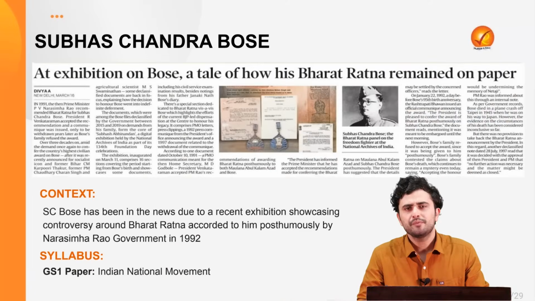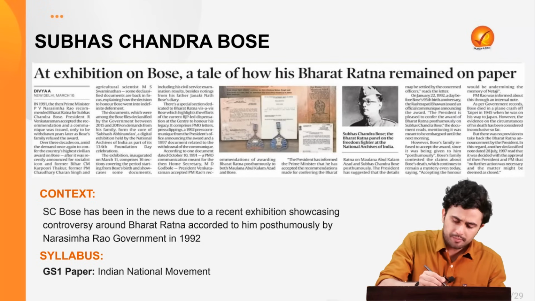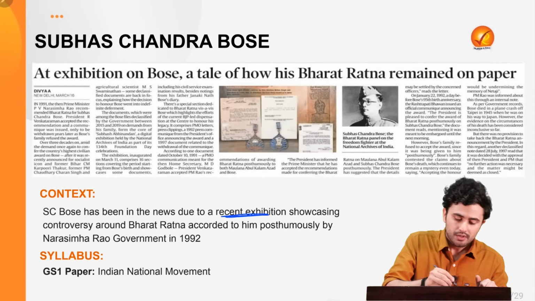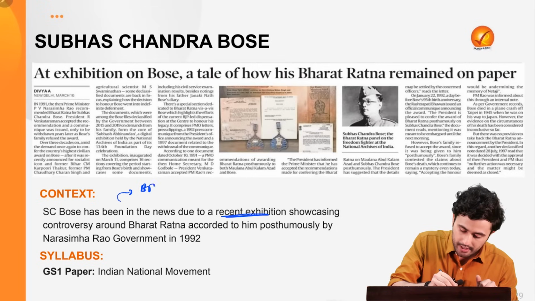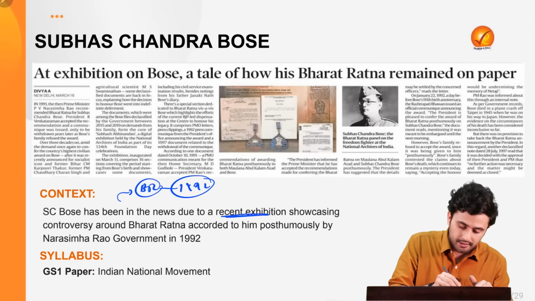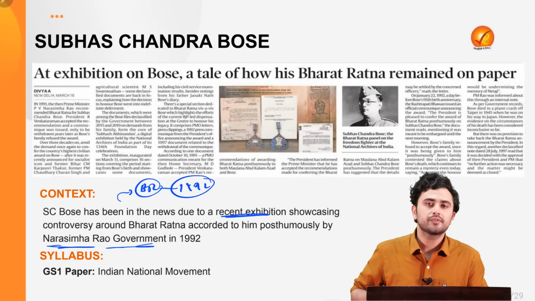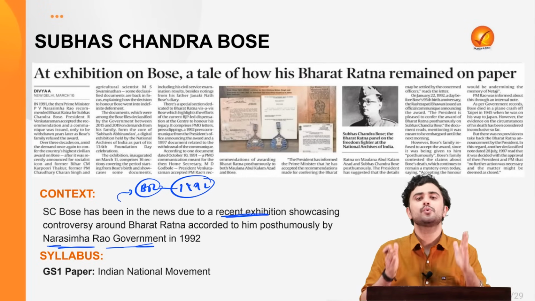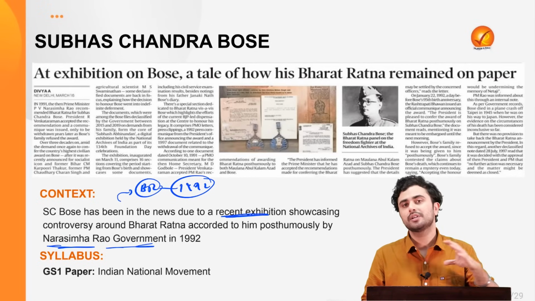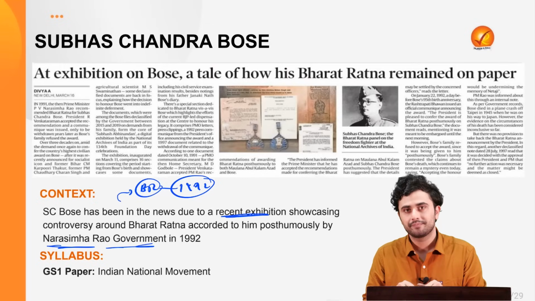The legendary freedom fighter Subhas Chandra Bose has been in the news because, as per a recent exhibition, it showcases how Subhas Chandra Bose was awarded the Bharat Ratna in the year 1992 by the then Narasimha Rao government. However, the family of Subhas Chandra Bose refused to accept the award as they refuted the claims around the death of Subhas Chandra Bose, which remains controversial even today.